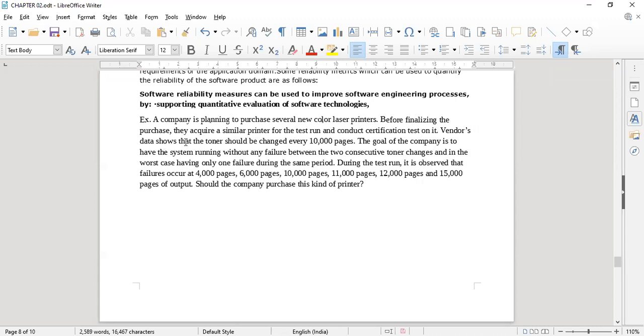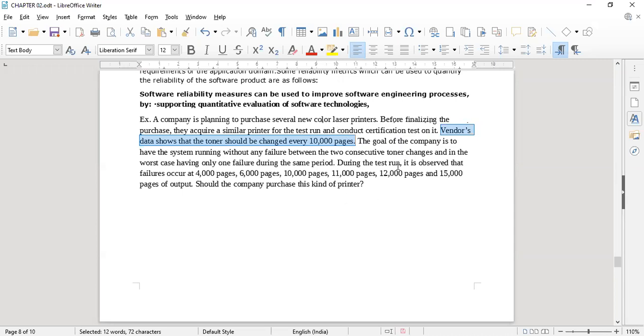So vendor data shows that toner should be changed every 10,000 pages. This is the reliability given by the vendor who sells the printer. What is its guarantee, or what is its reliability? That your toner can work properly up to printing 10,000 pages. The goal of the company is to have the system running without any failure between two consecutive toner changes, and in the worst case having only one failure during the same period. So if one failure occurs, it is acceptable.